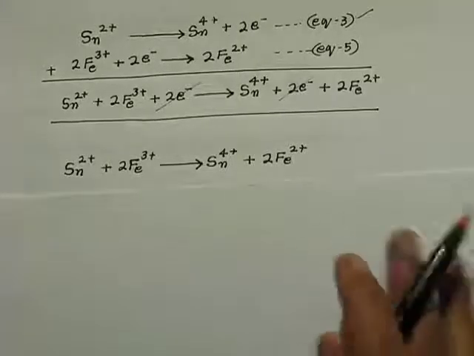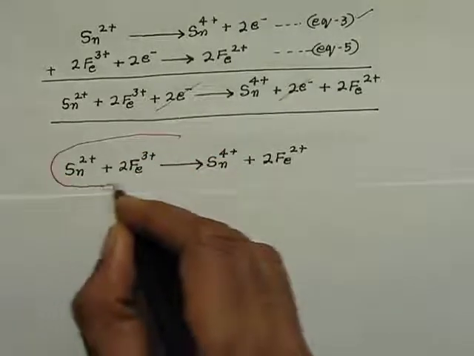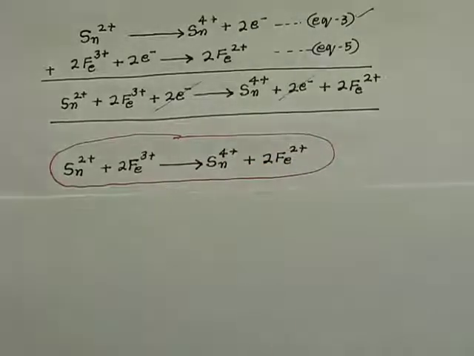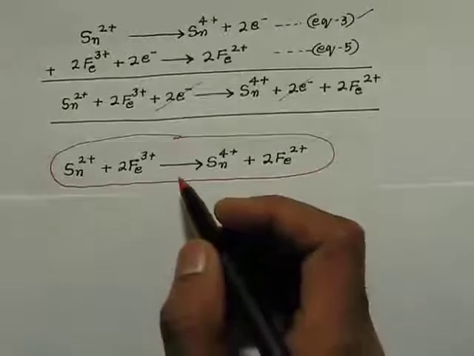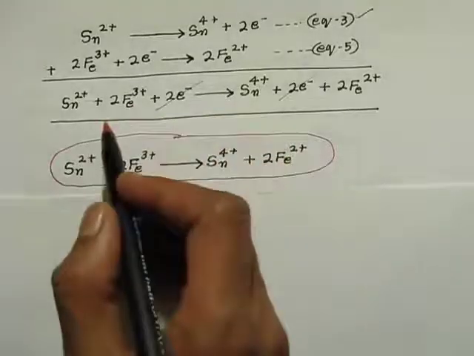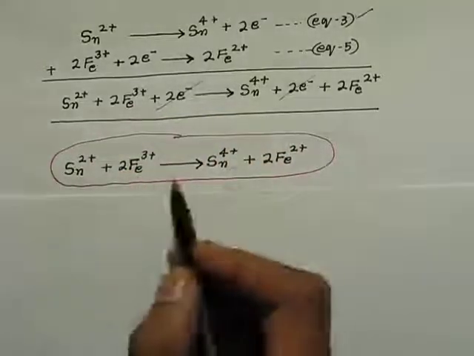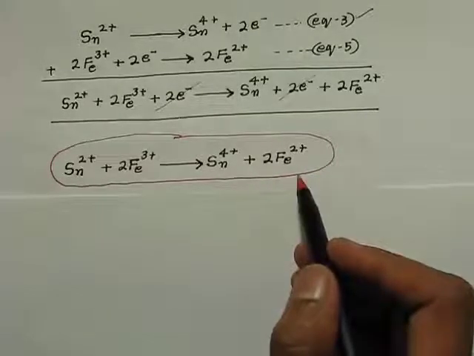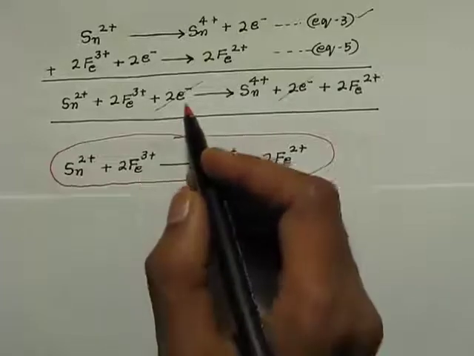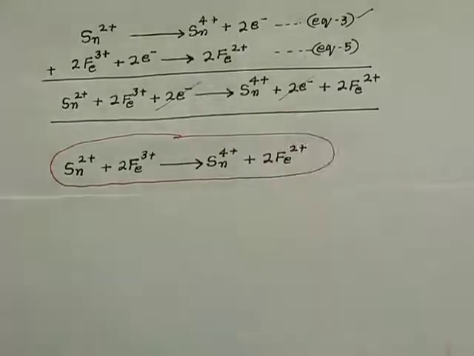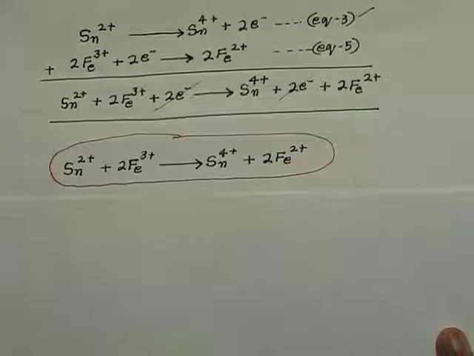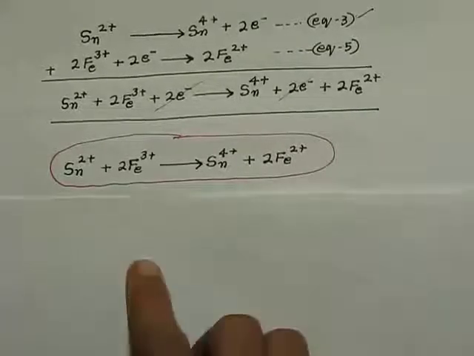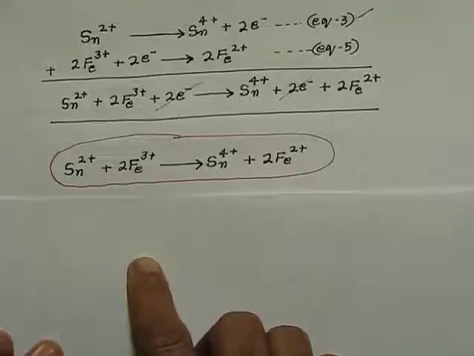So this is our balanced redox reaction. You have to remember there are two things you have to balance. Number one, the number of atoms on the left hand side and right hand side, or you can say the reactant side and product side, should be equal. And then you also have to maintain the charge by electrons. We will see more difficult equations and how to balance them further.